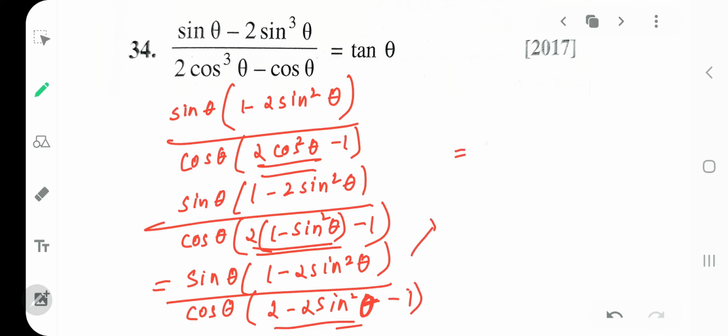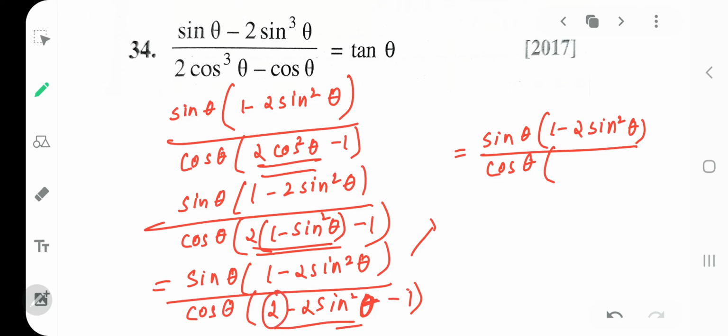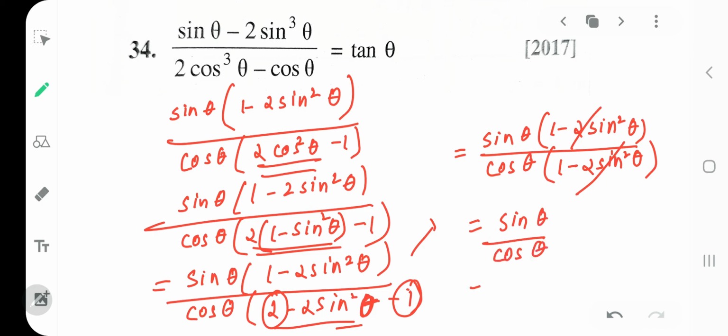So now I'll get sin theta upon 1 minus 2 sin square theta. Sin theta bracket 1 minus 2 sin square theta upon cos theta bracket 2 minus 1, my dear kids, is 1 minus 2 sin square theta. You can eliminate this. So you will get sin theta upon cos theta, that is tan theta.